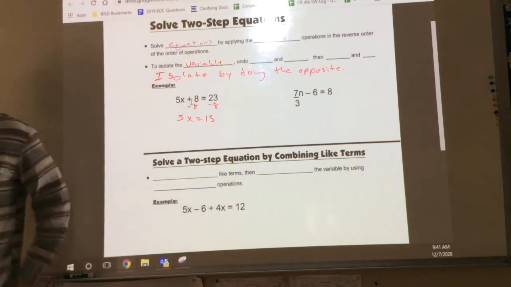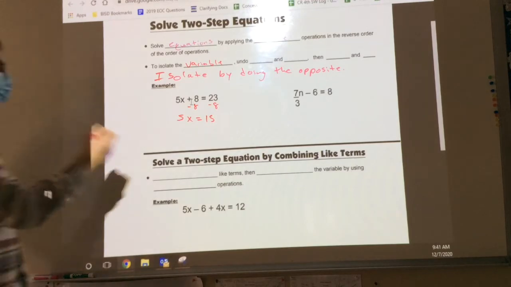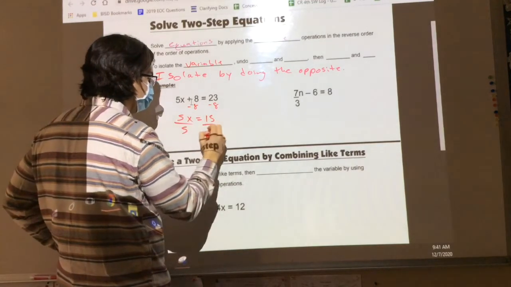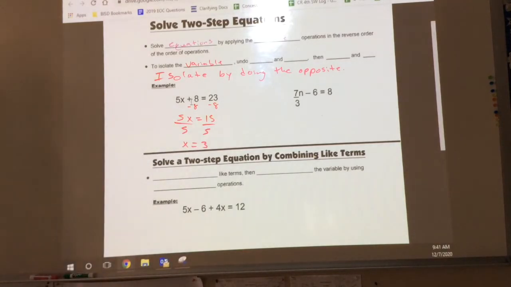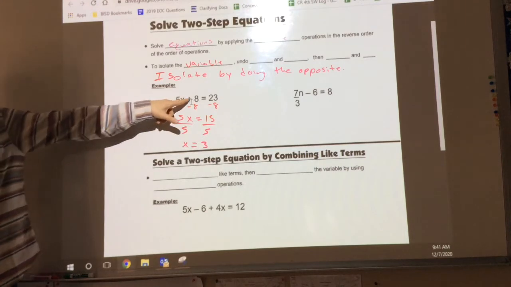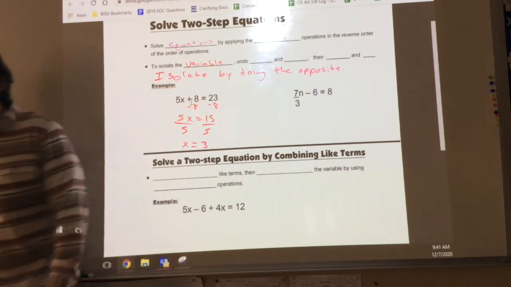Now, is my x by itself? No. This is my second step. How do I get x by itself? I divide by 5. Excellent job. What does x equal? 3. How would I check this problem? Putting it in. What's 5 times 3? 15. Plus 8? 23. Does it check out? Yes, sir. Cool.